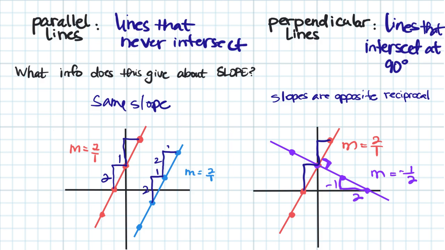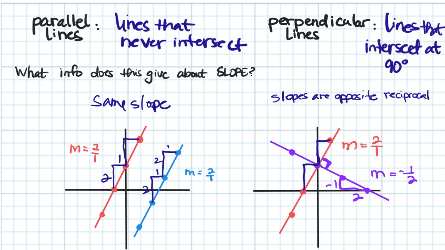Opposite means you are going to switch the sign. And the reciprocal means you flip the fraction. So when we're looking at one of the slopes being 2 over 1, and it's positive, the perpendicular slope would be negative, and instead of being 2 over 1, it's 1 over 2.